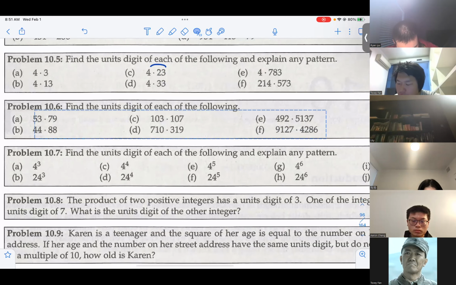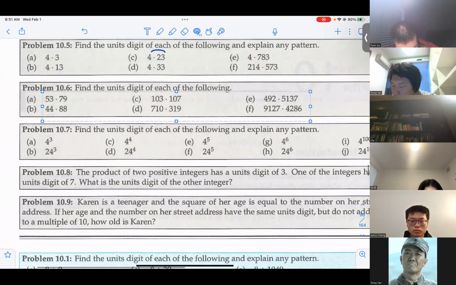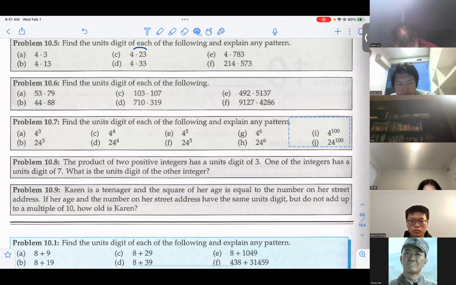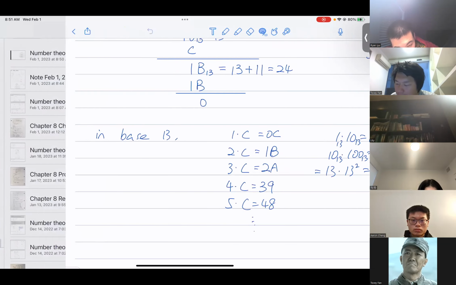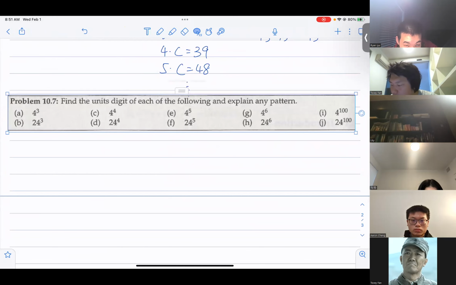好，这些东西 do you guys have any question here? They're in base 10. I think they're pretty easy. I'm gonna skip. Just times the unit digit, right? Okay. All right. Okay, if that makes sense, we're gonna look at 10.7. So because this is exponentiation, let's find out some pattern here.